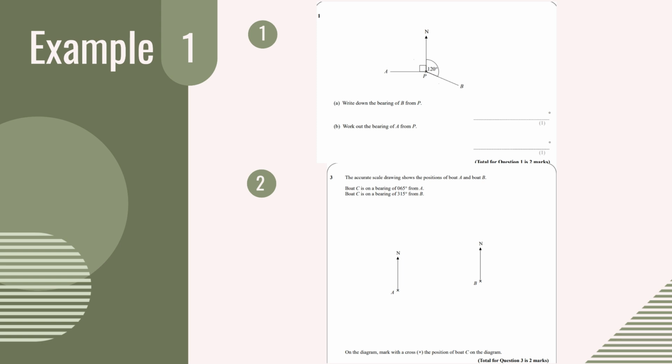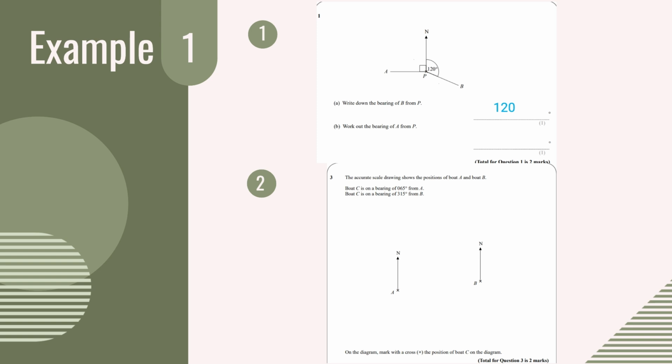So to begin with, question 1 says, write down the bearing of B from P. We're already given this in the question. So first, we look at P, our north line here, and then we look at B. And we can clearly see we're already given it, so we just need to read. So it's just 120 degrees.